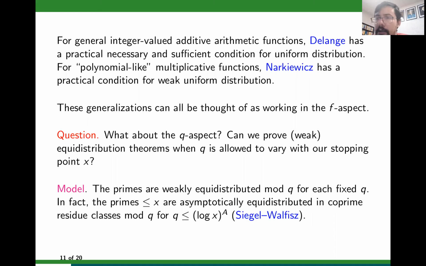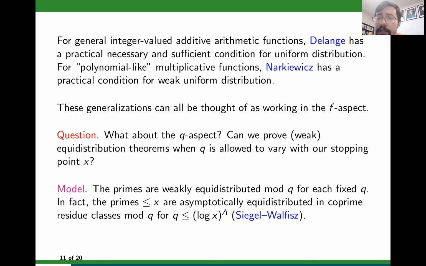And what I'm interested in is, well, what about the Q aspect? So can we prove these kinds of equidistribution or weak equidistribution theorems where your modulus Q is allowed to vary with the stopping point of your count X? Of course, this is a familiar thing to do in number theory. The primes are weakly equidistributed mod Q for each fixed Q. That's one form of the prime number theorem for arithmetic progressions. But in many applications, it's convenient to know this not just for each fixed Q, but to know that you get asymptotic equidistribution in coprime residue classes mod Q as long as Q is not too big. And we do know this.